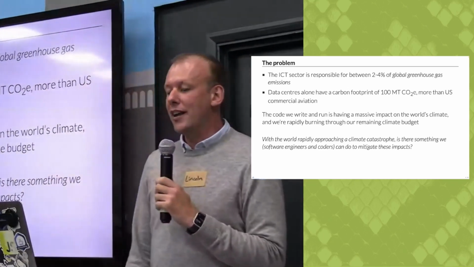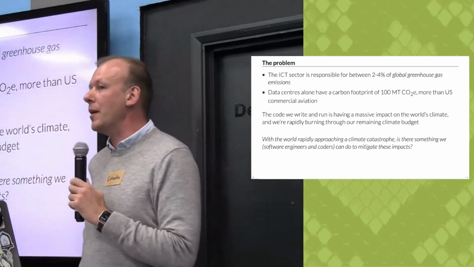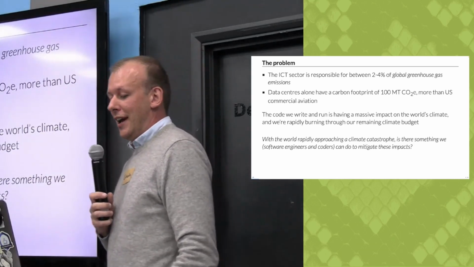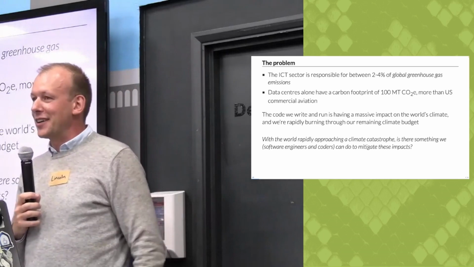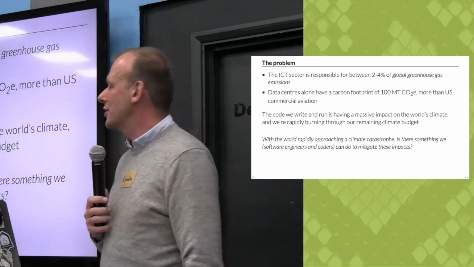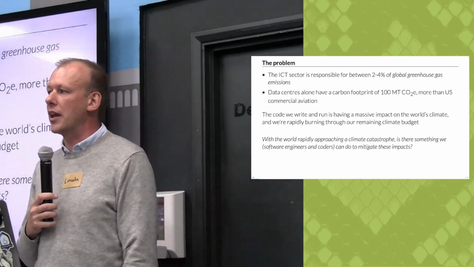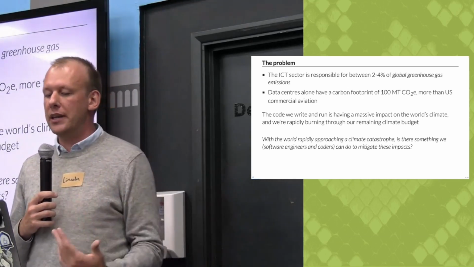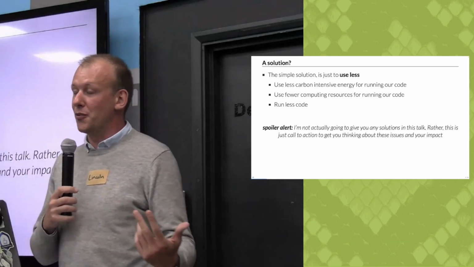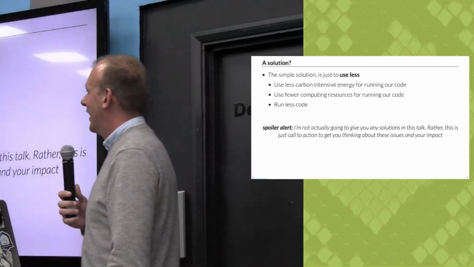So the code that we write and the code that we run has a massive impact on the world's climate. And we're rapidly burning through our remaining carbon budget. And so as we're approaching what could potentially be catastrophic climate change, I think as software engineers and coders, we should be thinking about, what is our part in this? What part are we playing in this? And how might we be able to mitigate some of these problems and some of these impacts that we're responsible for? So the solution, well, the solution is kind of simple in broad terms.